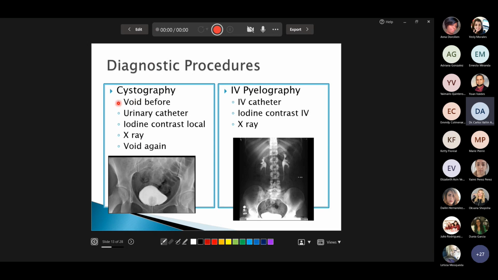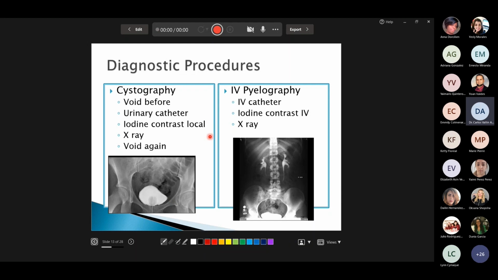It has been tested, and they ask if you need to void: you void before, and then after the catheter fills your bladder, they remove the catheter, and then you need to void and have an X-ray again to see how well you empty the bladder, how much residual is left there.